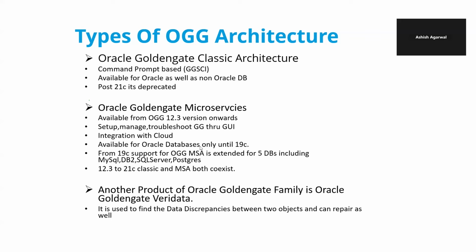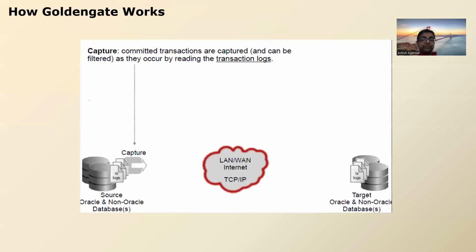Now, Veridata is another product in the GoldenGate environment, which is getting very popular nowadays as well. Veridata is getting very popular due to these cloud migrations going on. So organizations just buy Veridata for data comparison purposes as well. So this is getting very popular as well.